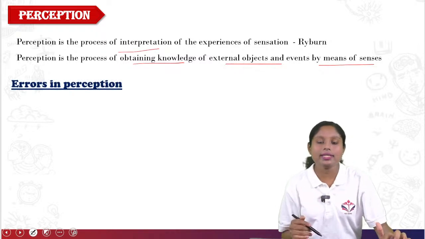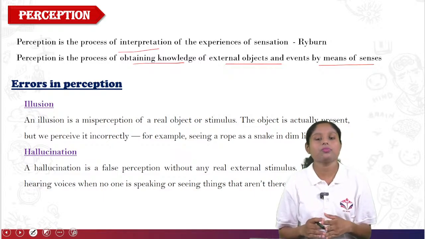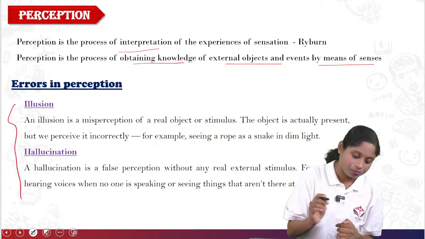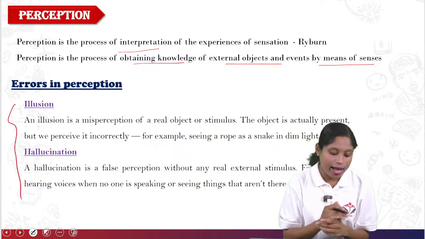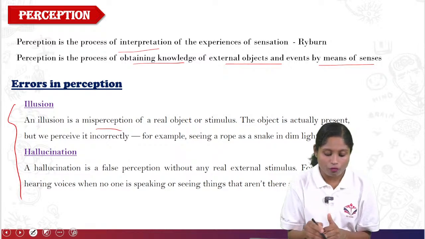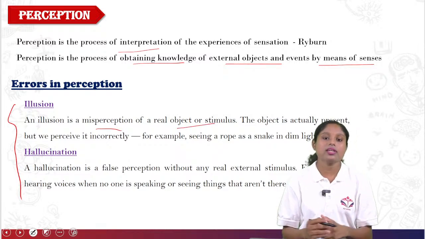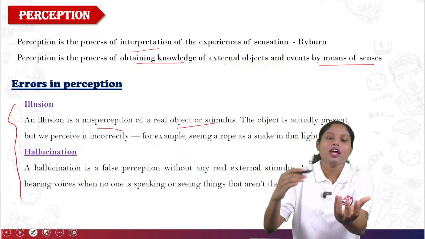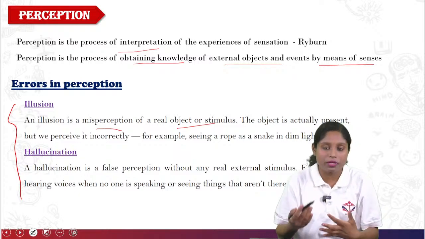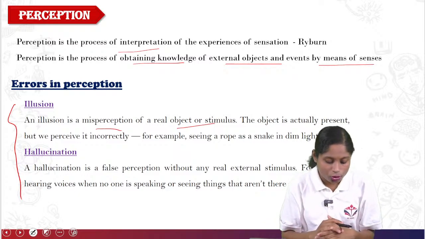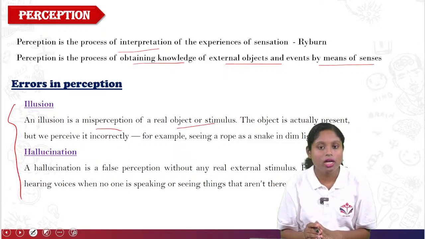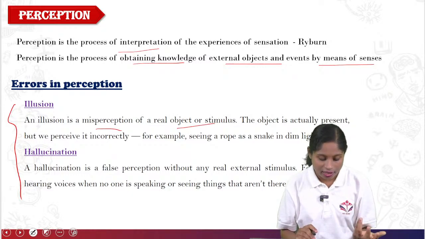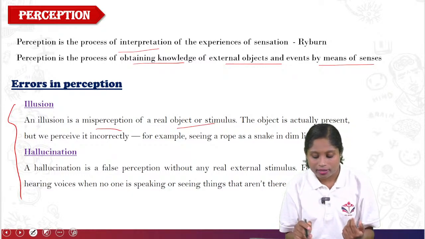Now coming to errors in perception. What are the main errors in perception? They are illusion and hallucination. So important. What is illusion? An illusion is a misperception of a real object or stimulus. One stimulus is there, a real object, but the person will misinterpret it. The object is actually present, but we perceive it incorrectly. For example, seeing a rope as a snake in dim light.